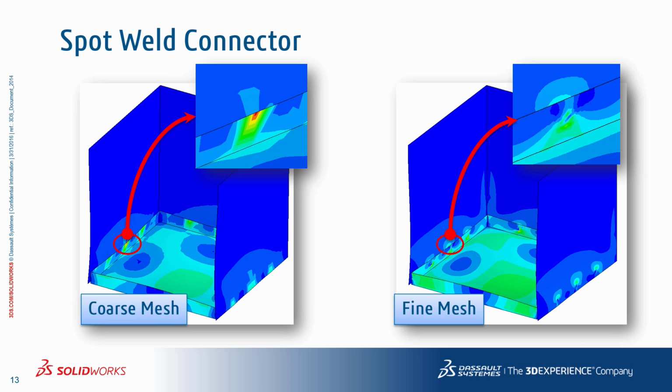Now you can clearly see the results from using a coarse mesh versus a fine mesh. The stresses near the spot weld connection in the coarse mesh scenario are discontinuous and they don't look reasonable, whereas the results near the spot weld in the fine mesh look much more reasonable. While you don't need to refine such a large portion of the model, a combination of split lines and mesh refinement can greatly enhance the spot weld results.